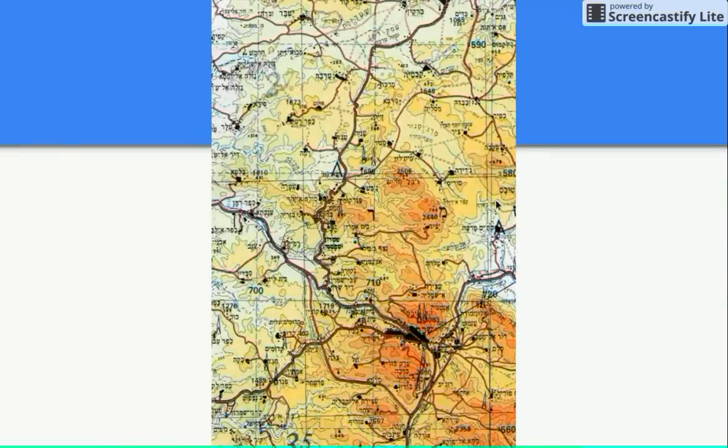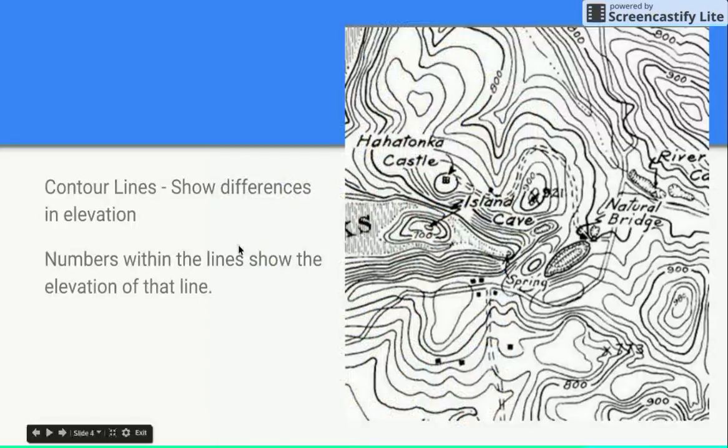So this is another example of a topographic map, and in this one you'll notice that on top of the lines there's also color coding, and the darker the color, the higher the elevation. So like we said, the contour lines show differences in elevations, and the numbers within the line show the elevation of that line. So you'll notice right here, this one says 700. Now, do we know what this interval is? Well, from just looking at this area, it's difficult to figure out.